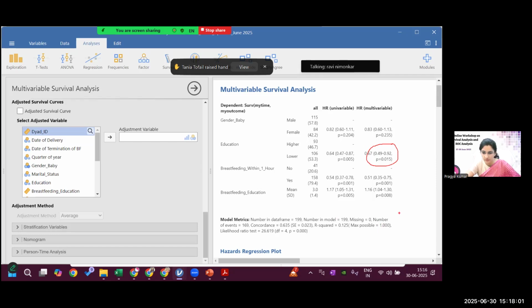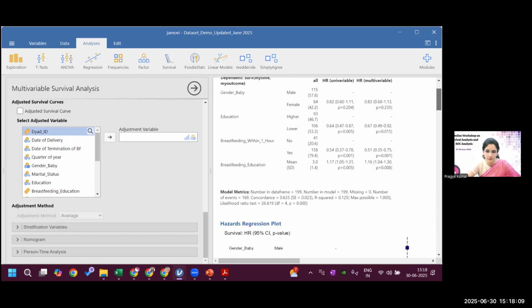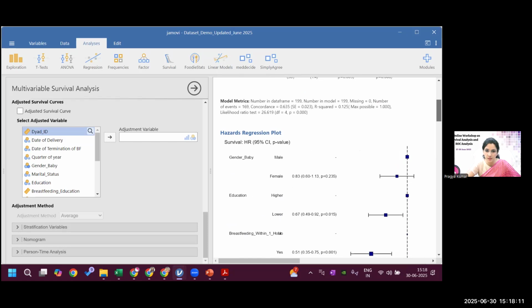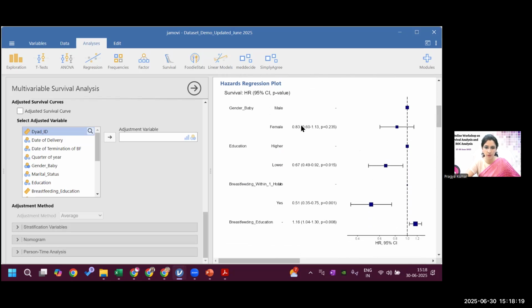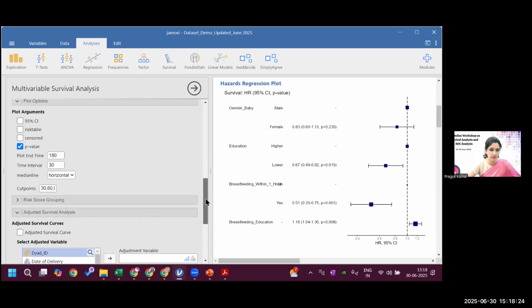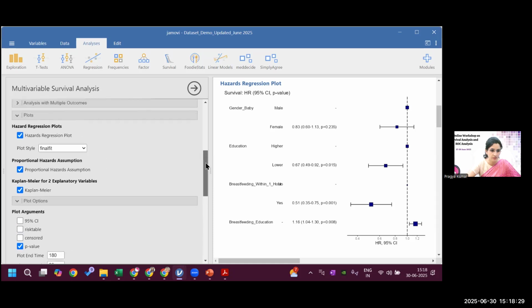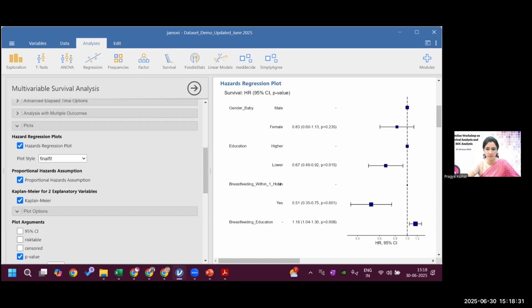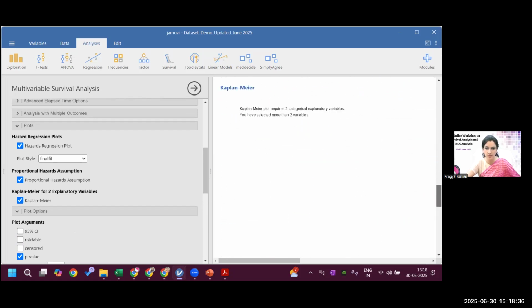And all the model metrics, if you see, it gives you this plot, the hazard regression plot also, which I clicked here in this option. This one, hazard regression plot. If you come down, this was the proportional hazard assumption.